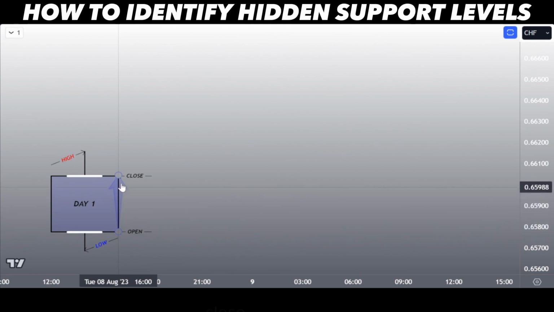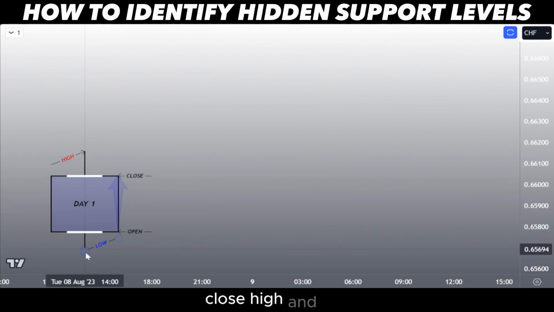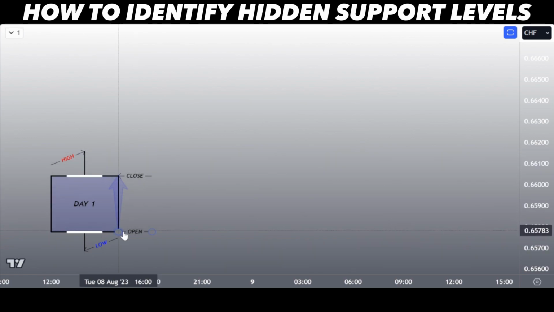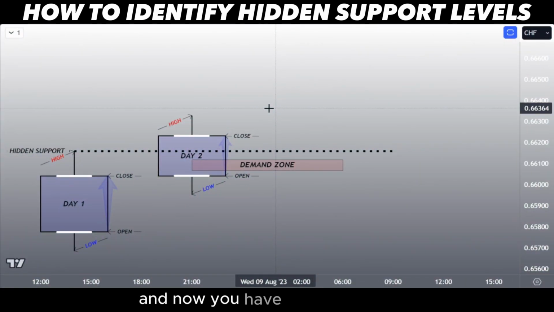Open, close, high, and the low. This is the lowest part of the candle. That's the highest part. It's a bullish candle. This is where it opens. This is where it closes. And now you have the day 2 candle.